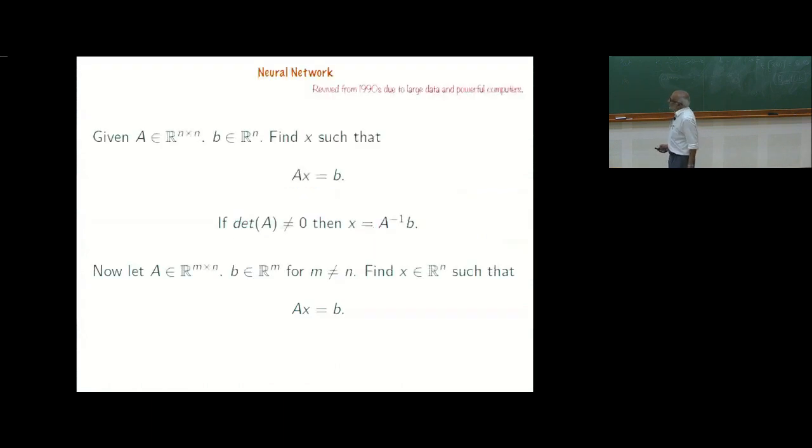Before that, I would like to first give you an introduction on neural networks. What is it? First thing we must note is that it got revived from the 90s simply because of more data, huge data, and more powerful computers. So what's the motivation for this?